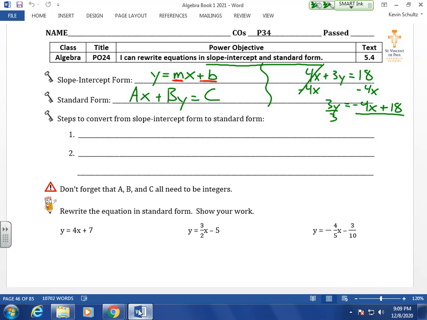We divide this by 3 too. Basically, we'd be left with y by itself equals negative 4/3 x, and we didn't care that negative 4 divided by 3 didn't work out evenly, because it's slope, so it's a fraction anyway. Then 18 divided by 3 is positive 6, and that would be our answer. We could say the slope of this line is negative 4/3, and it crosses the y-axis at 0, 6. So that was the heart and soul of CO23.